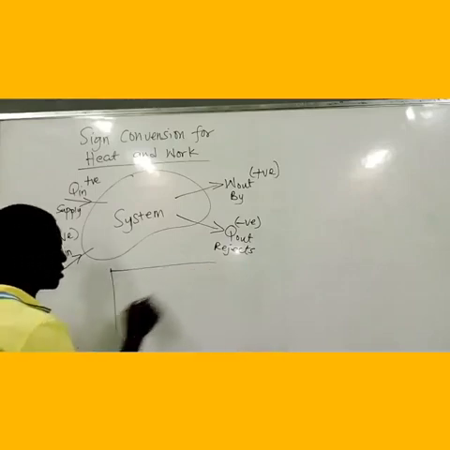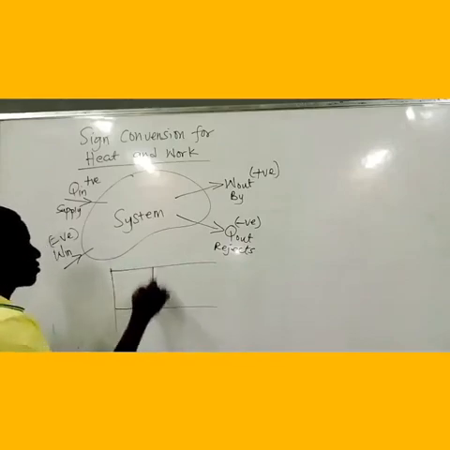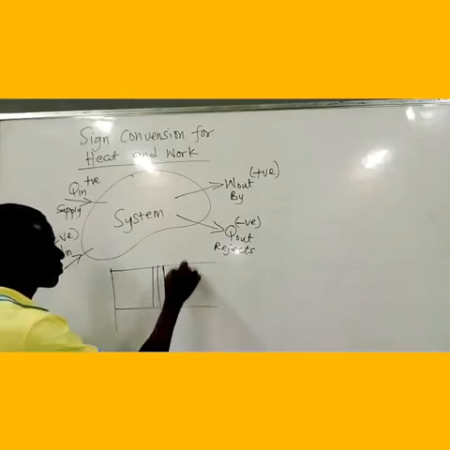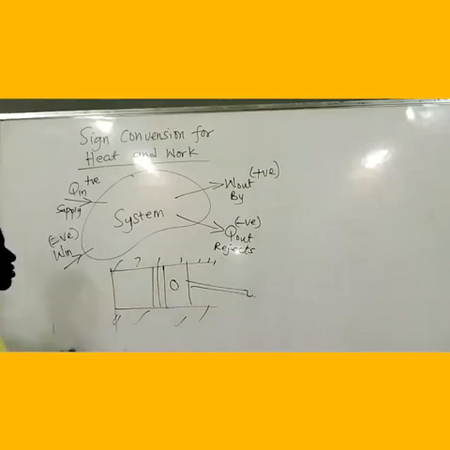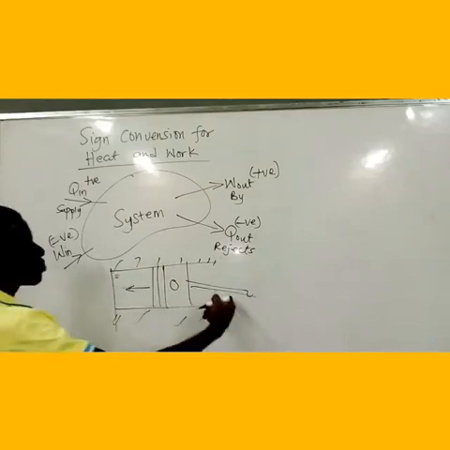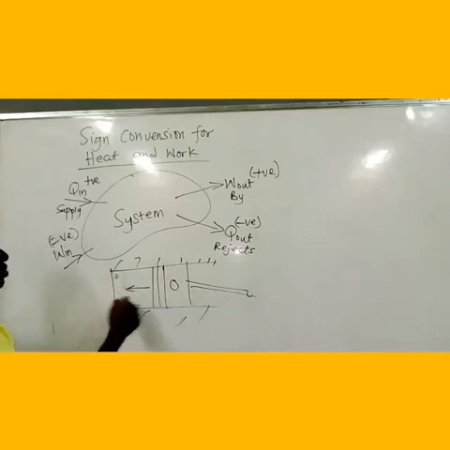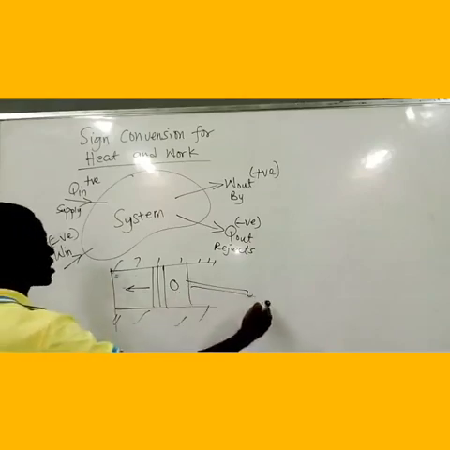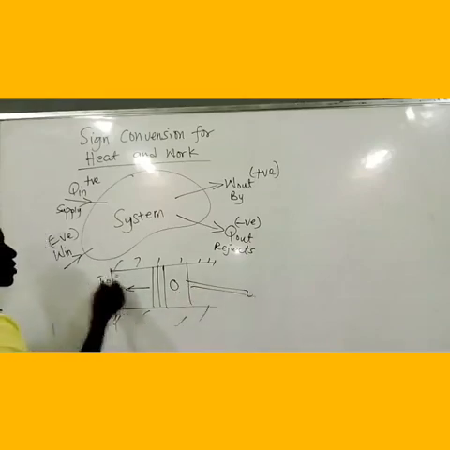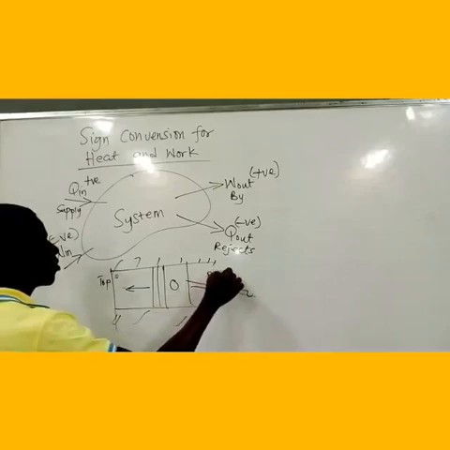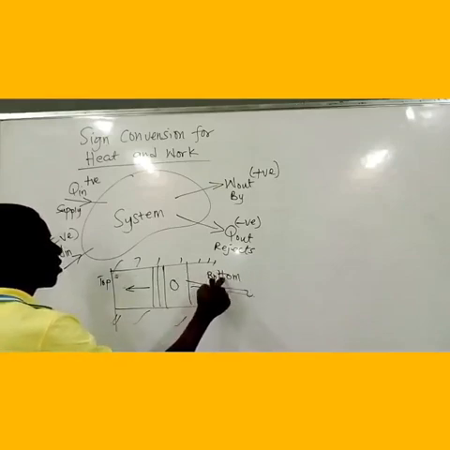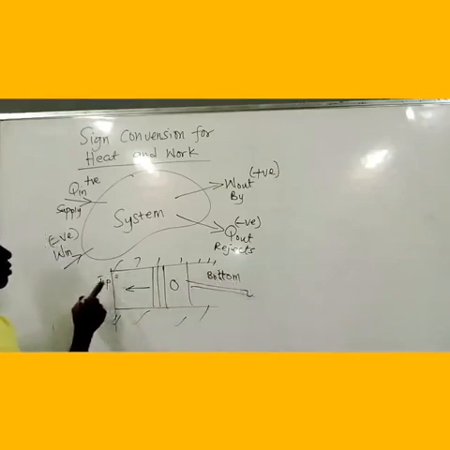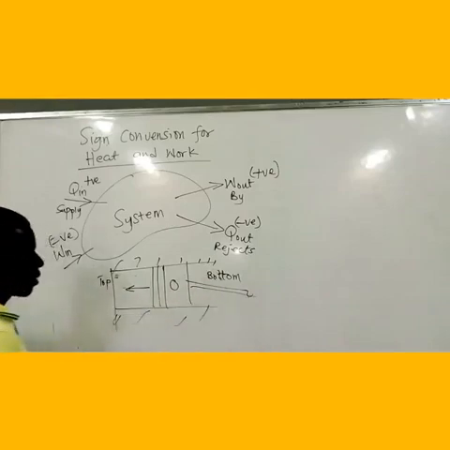So if you have a diagram like this, a piston cylinder arrangement like this, and we have the piston moving from the bottom dead center or outer dead center to the top dead center. This is the top, this is the bottom. Or for a horizontal engine, this will be inner, this will be outer. Okay.